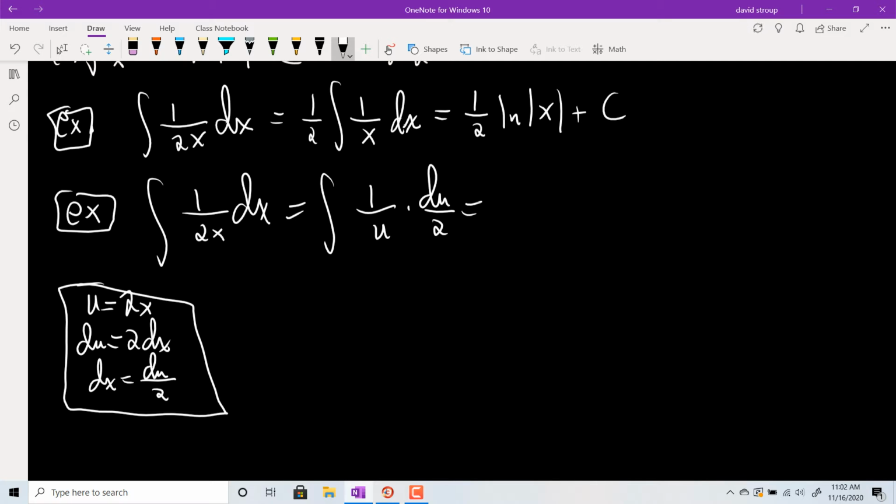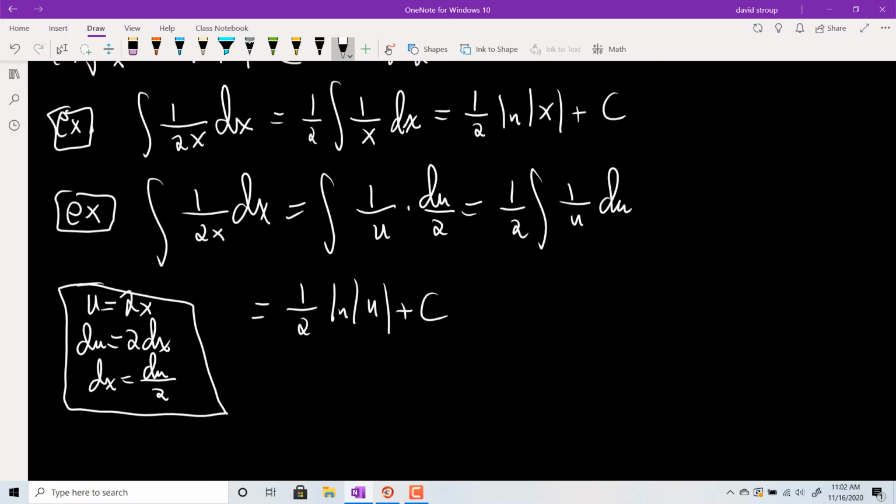And then that'll equal, well, you can factor out 1/2. You have the integral of 1 over u du. And then use the formula. So that will be 1/2 ln absolute value of u plus c. And then, of course, back sub: 1/2 ln absolute value of 2x plus c. And then you may say, oh no, these answers are different. What did I do wrong? No, you didn't do anything wrong.